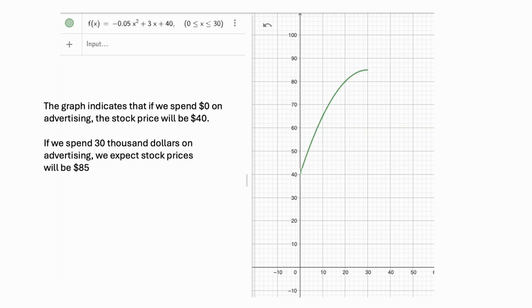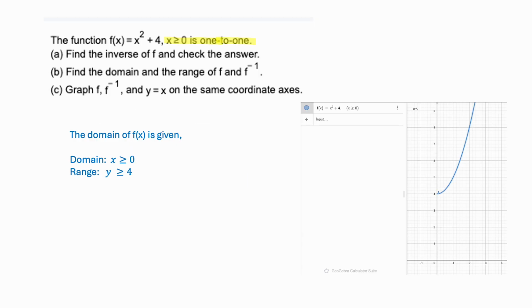So if I look at my graph on my domain, it's just a piece of that parabola from x being $0 to x being $30,000. So when x is $0, the stock price is going to be $40 if we don't spend anything on advertising. But if we spend $30,000 on advertising, the stock price is increased to $85. Now if we continue to look at that parabola after 30,000, it starts to decline. So that's why I restricted it to be increasing.